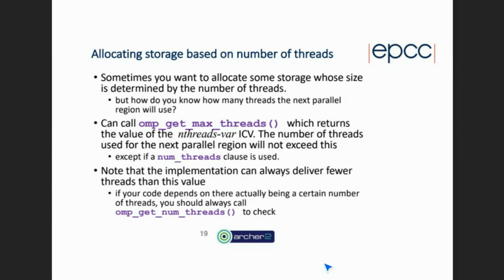It's worth pointing out my next point here, which is that the implementation always has a get-out of delivering you fewer threads than what you asked for. So if your code really does depend on there being a certain number of threads, there are parallel algorithms that you can write where it won't work on one thread. You need at least 2 threads for it to work correctly. Then you need to call OMP get num threads when you're inside the parallel region and actually check.